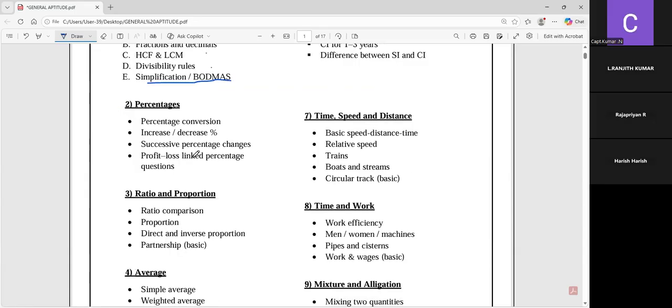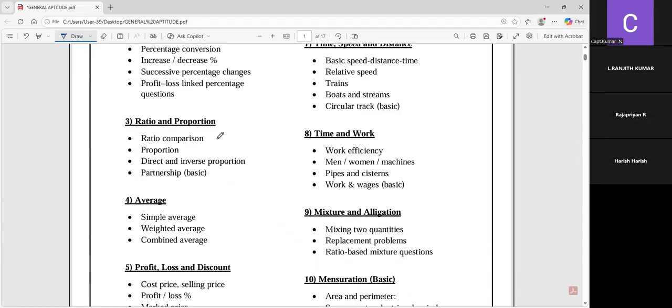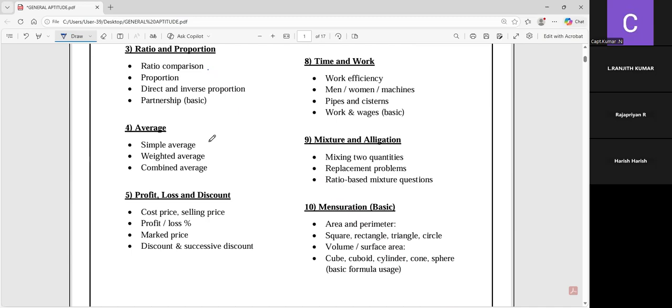Second one, percentage. The types of percentage, increasing percentage, decreasing percentage, profit and loss, and ratio is seen, the three types, and ratio comparison, proportion, direct and indirect study. All three types of models are discussed. Profit is studied: cost price, which is a profit, which is a loss, which is a discount.